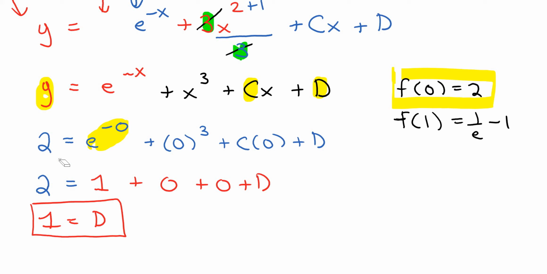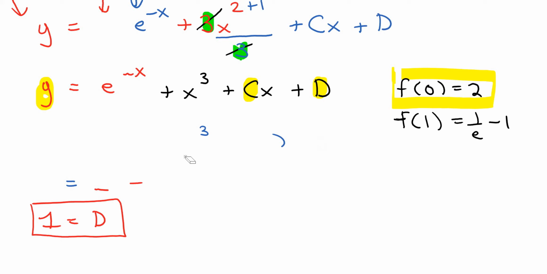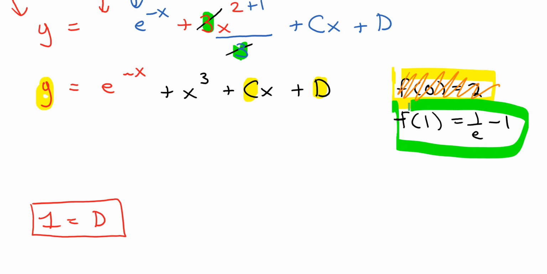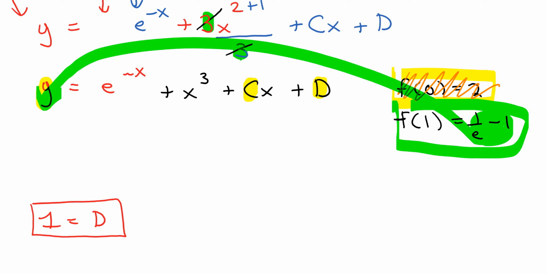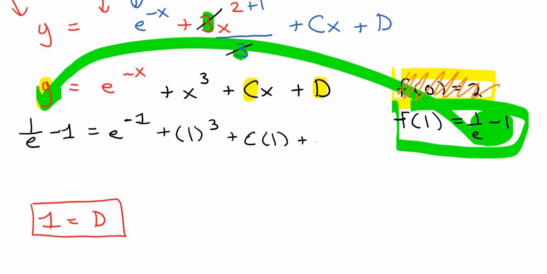Okay, after that I'm going to erase this, and we're actually done with the very first initial condition, so I can erase that guy there. And after that, let's go ahead and use this second initial condition, where f of 1 equals 1 over e minus 1. So for this particular part, I can take the 1 over e minus 1 and replace that with the y now. So now I have 1 over e minus 1 equals e to the power of negative 1 plus 1 to the power 3 plus c times 1 plus d.